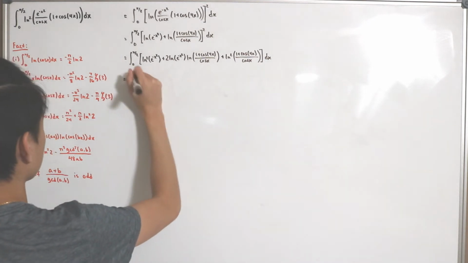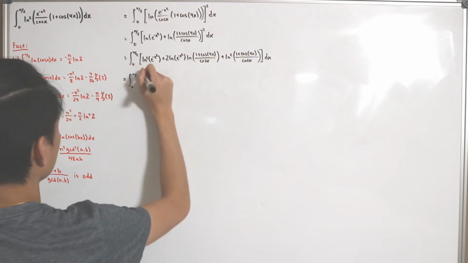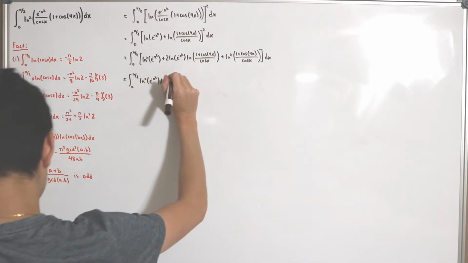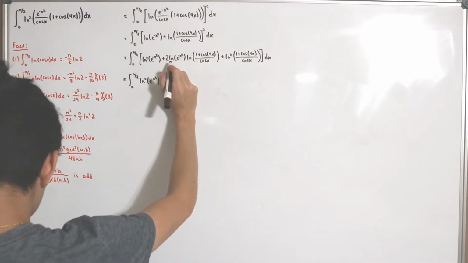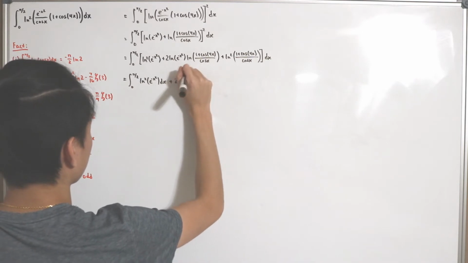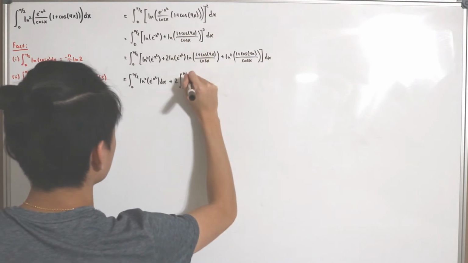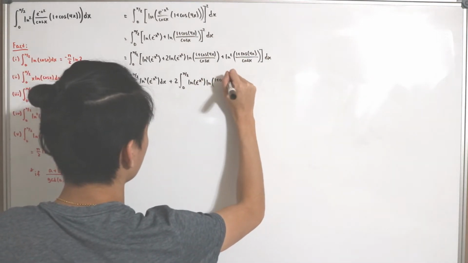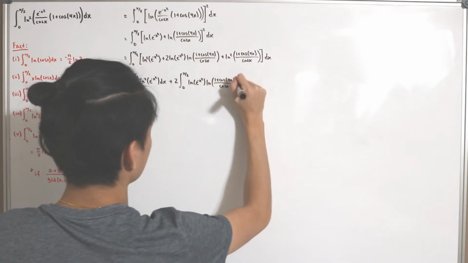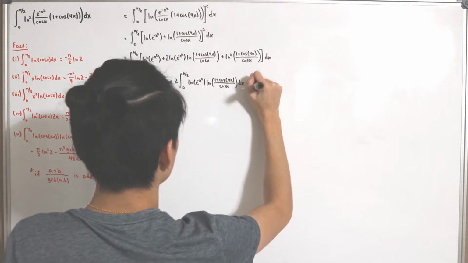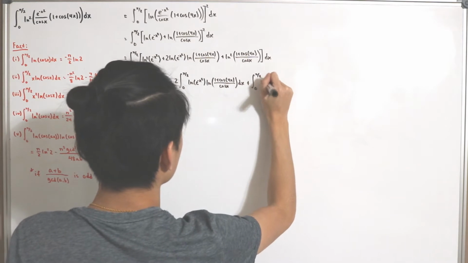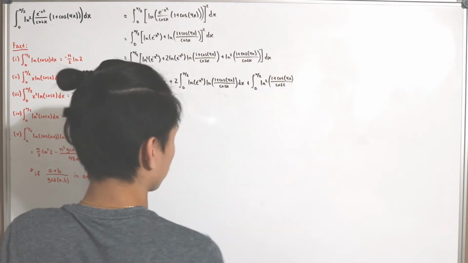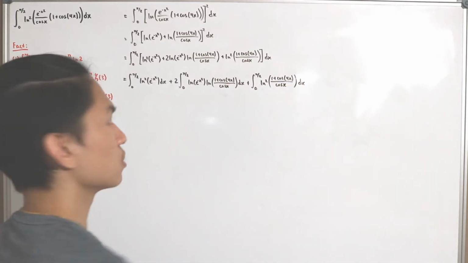So in other words, I can just write this using linearity. So it's the integral from 0 to pi over 2 of the natural log squared of e to the negative x squared dx, plus, I'll factor out 2 outside because of this, so this is 2 times the integral from 0 to pi over 2 of the natural log of e to the negative x squared, then the natural log of (1 plus cosine 4x) divided by cosine x dx, and then plus our integral from 0 to pi over 2 of ln squared of (1 plus cosine of 4x) divided by cosine x dx. Okay, cool. So we have that.